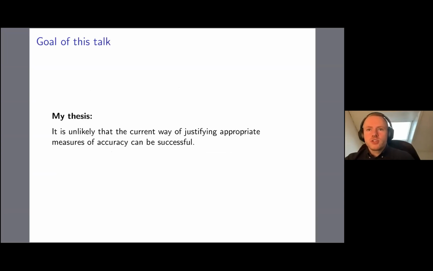The goal of this talk, my thesis, is that I want to argue that it is unlikely that the current way of justifying such appropriate measures of accuracy, and by appropriate I mean measures that verify the theorems they want to prove, can at all be successful. Because of the modal claim 'can', this is quite a strong thesis, but there are also some qualifications in there: unlikely, current way, and so on. I hope the setup will clear up what exactly I mean by that. But this is the goal.